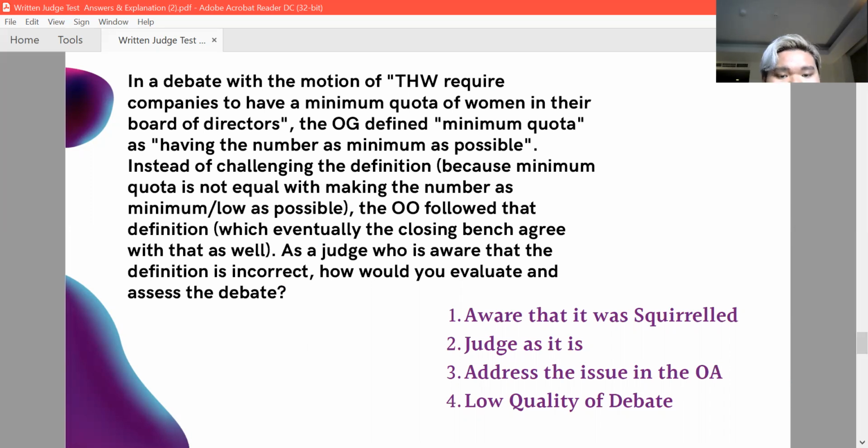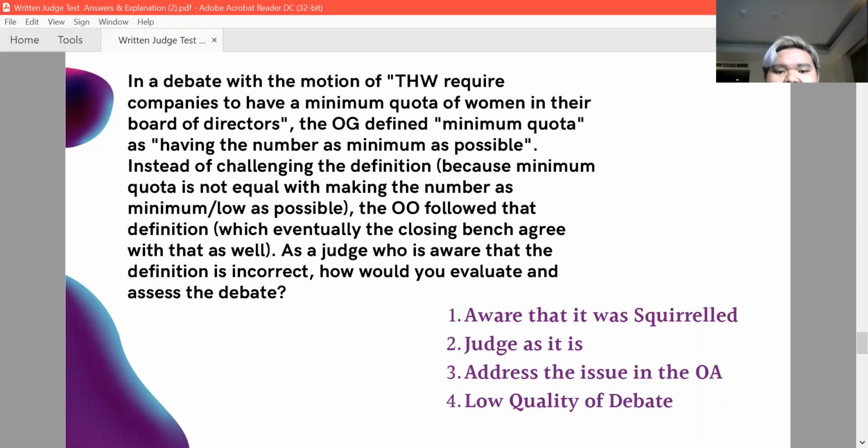But second of all, even though you already understand that it is a squirrel definition, you need to judge the debate as is. That means that you should judge the debate and give the rank or make the decision based on the qualities of argument, step-by-step logical analysis, the responses, engagement, and all of the dynamic within the debate. So do not insert your expectation about the right way of the debate.